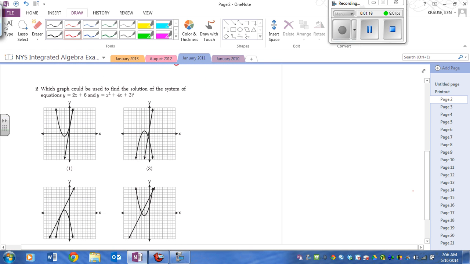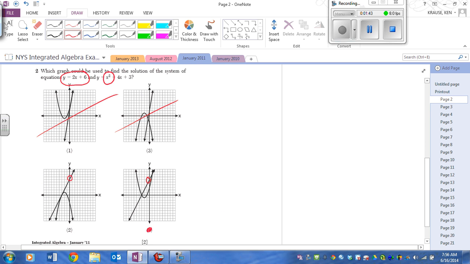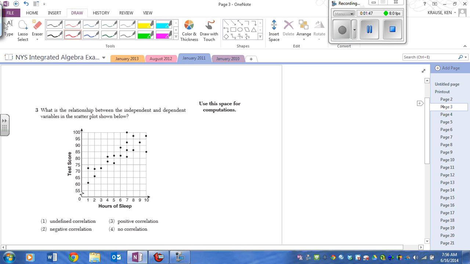Solution of systems. Okay. This is a line with a y-intercept of positive 6. So this looks like it's got a y-intercept of positive 6, this looks like it's got a y-intercept of positive 6, and these do not. I guess it's not these two. It's also a parabola that's positive, so it's going up. So therefore, the answer has to be choice 4. Moving on, that was too easy.